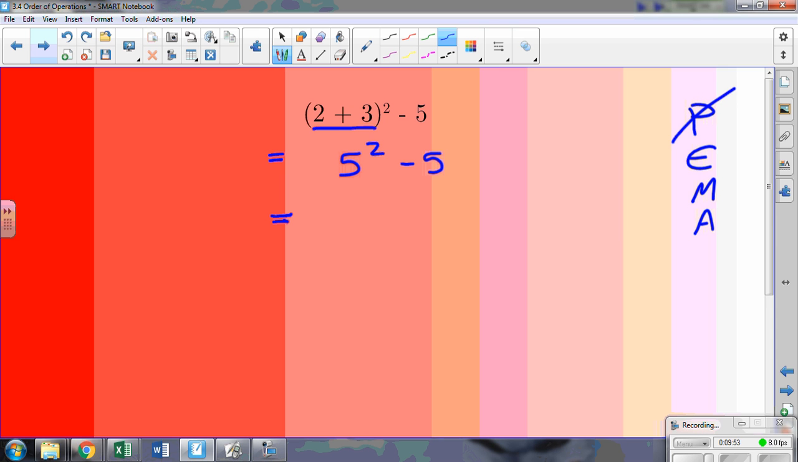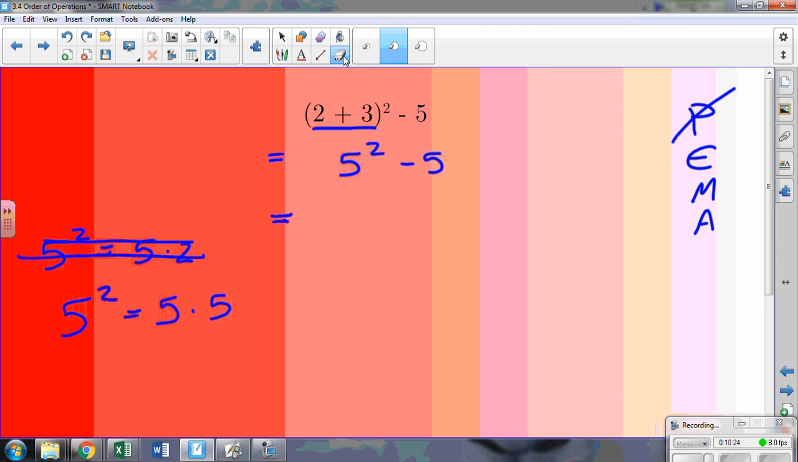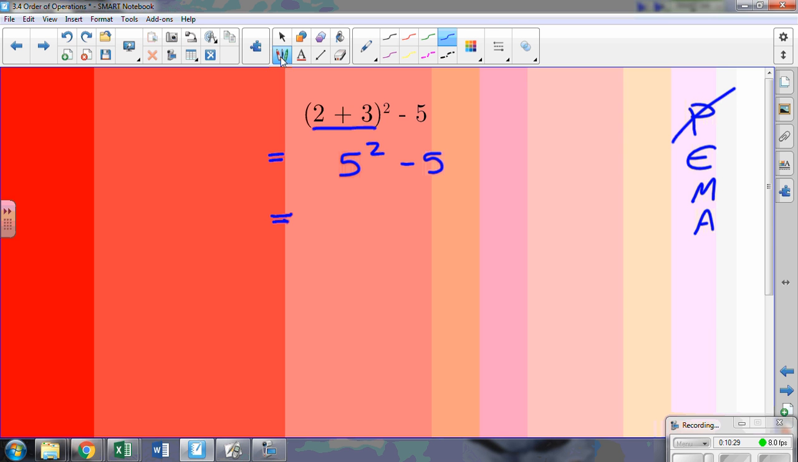Don't say 10. 5 squared is not 10. It's very common that students will make the mistake and say 5 squared is 5 times 2, and those students are wrong. You have to remember, exponents are repeated multiplication. It is 5 times 5. That's not a piece that we expect you to have written out, but we absolutely expect you to remember that. You are expected to recognize that this 5 squared needs to be 25.